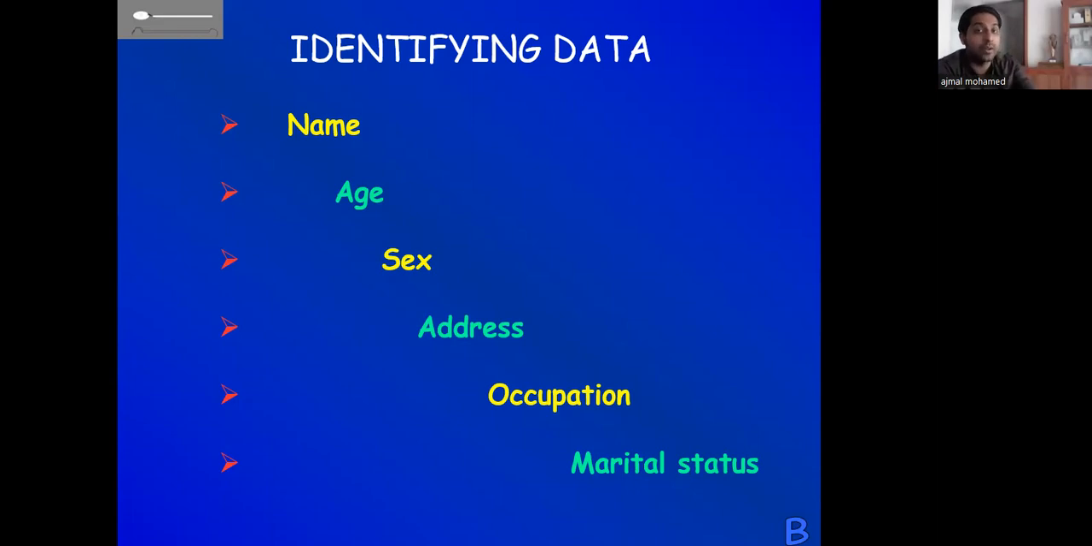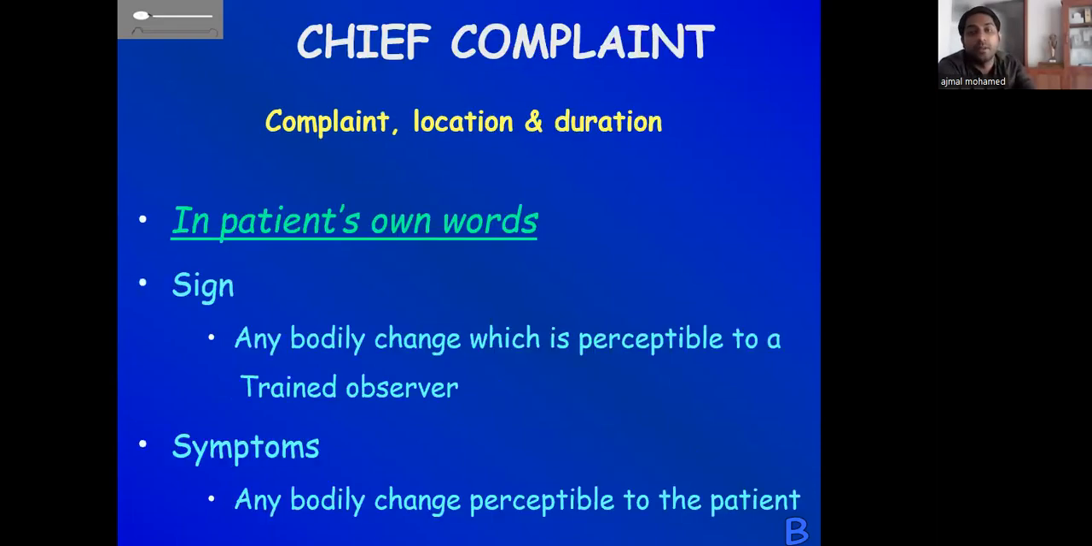The marital status is also very important to find out the proper socio-economic status, the stress of a patient, and sexually transmitted diseases. The marital status gives us a clue regarding how well the family is managed, what the family background is, all these things. So now coming to the chief complaint.